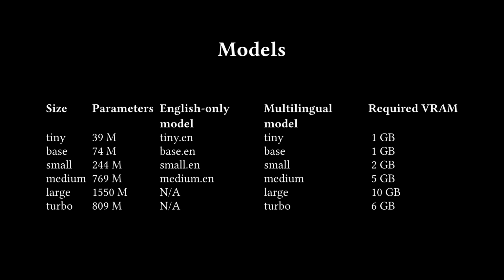If you want to use less video memory, then use the tiny, base, small, or medium model. Whisper offers 2 model variants: English-specific models and multilingual models. If you need only English, then use an English-only model such as small.en.